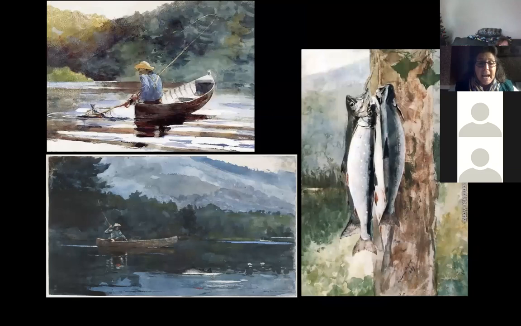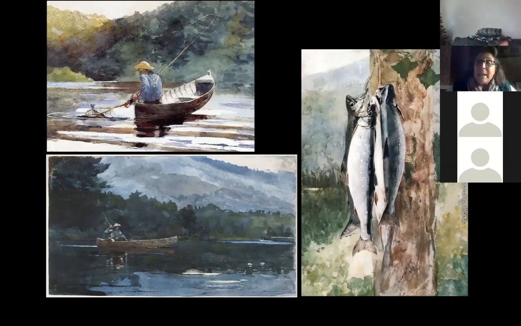He loved to fish. And he was also a very, very shrewd businessman, because in the years following the Civil War, from the 1870s till say the late 1880s, he made 20 different trips up to the Adirondacks. He made quite a lot of contacts, and he made quite a lot of watercolor paintings. And he sold them, and he really gained a lot of popularity for his outdoor scenarios.